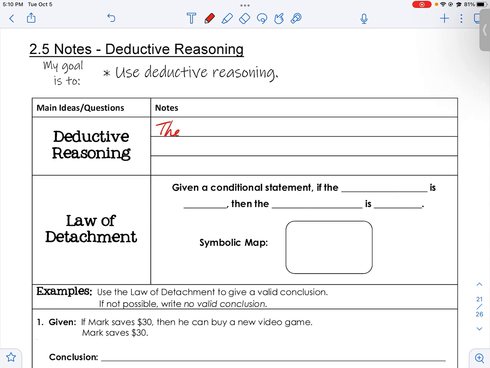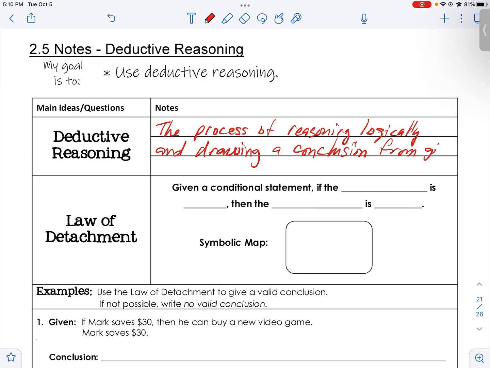All right. Deductive reasoning is the process of reasoning logically and drawing a conclusion from given facts and statements.